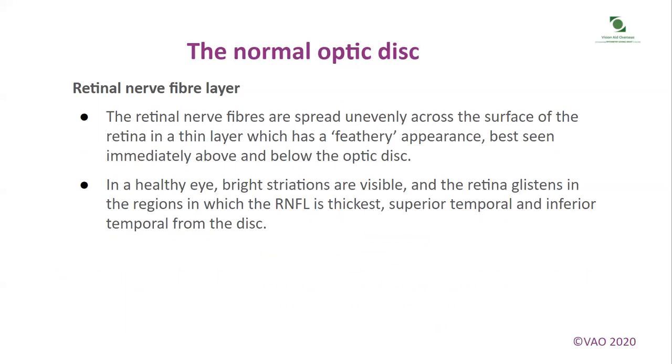The retinal nerve fibers are spread unevenly across the surface of the retina in a thin layer which has a feathery appearance, best seen immediately above and below the optic disc. In a healthy eye, bright striations are visible, and the retina glistens in the regions in which the RNFL is thickest, superior temporal and inferior temporal from the disc.